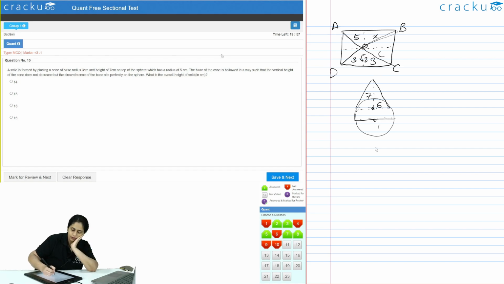You have to find the overall height as such. So basically, if you find this height, then you have the answer. So you find out this. This is 3, this is 5, so this is 4, right? So you have 7 plus 4 plus 5. So that is 11 plus 5, so it is 16.